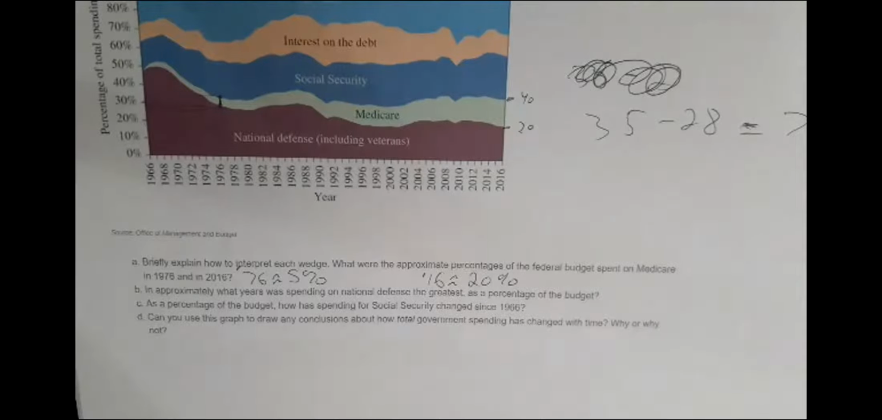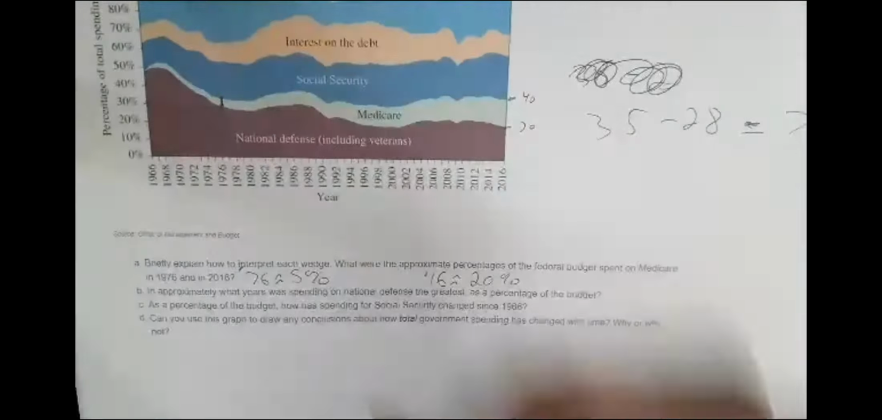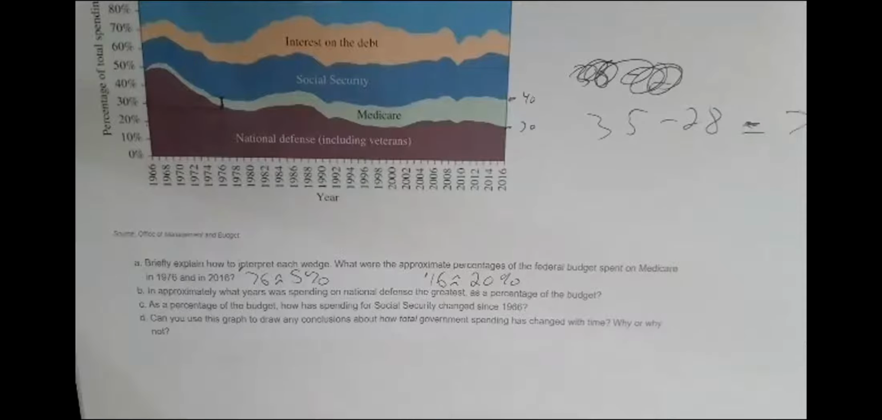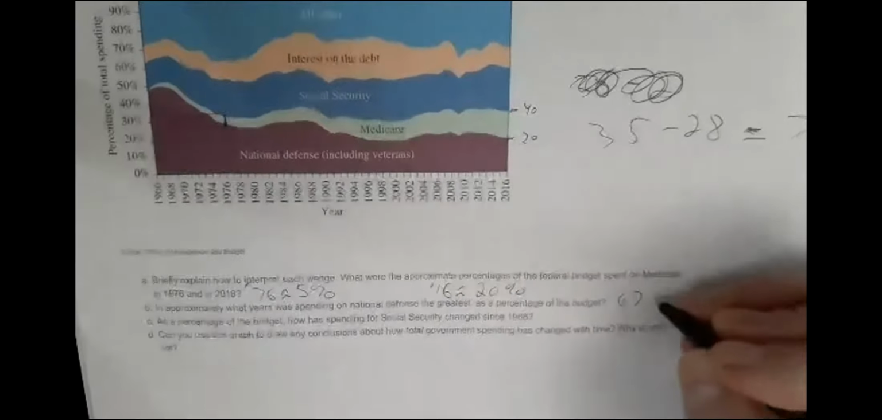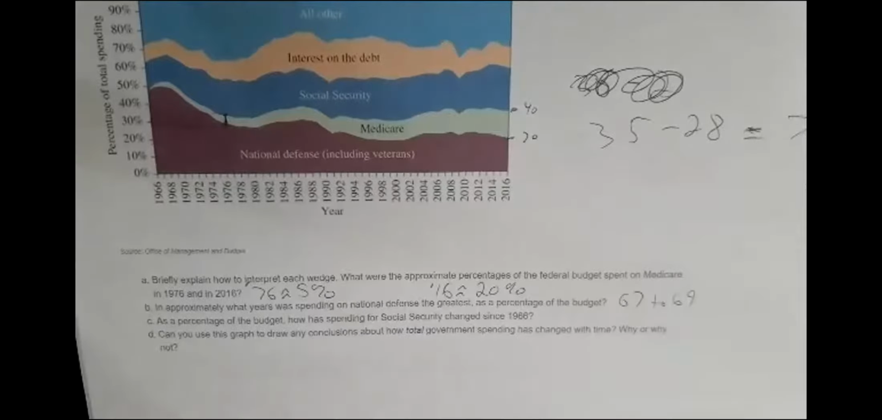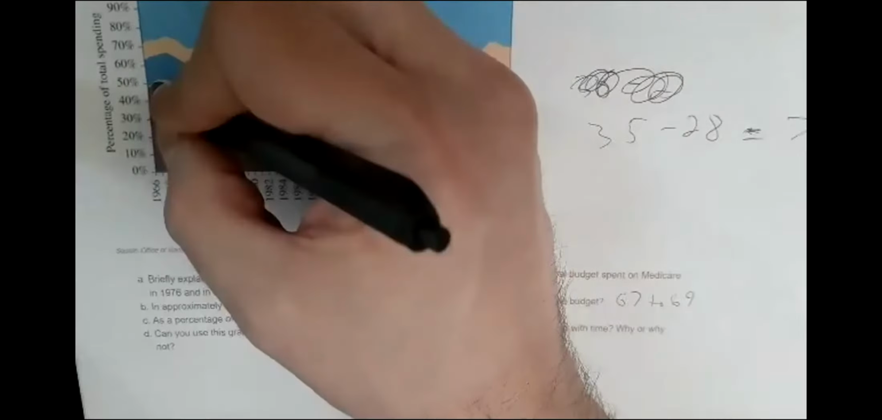And approximately what years was spending on national defense the greatest as a percentage of the budget? Would it be 1966? It looks like it goes up right here. 1969, somewhere in that ballpark. I would say somewhere between 67 and 69. After that, it starts slowing down.